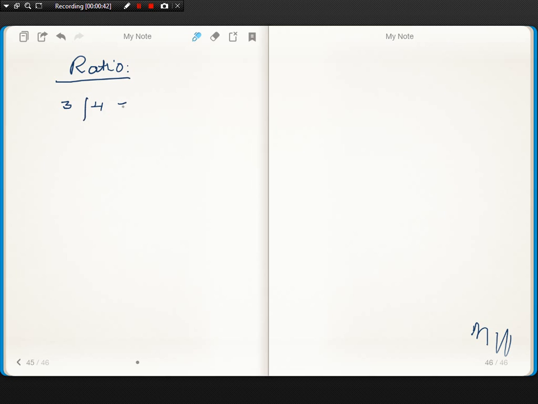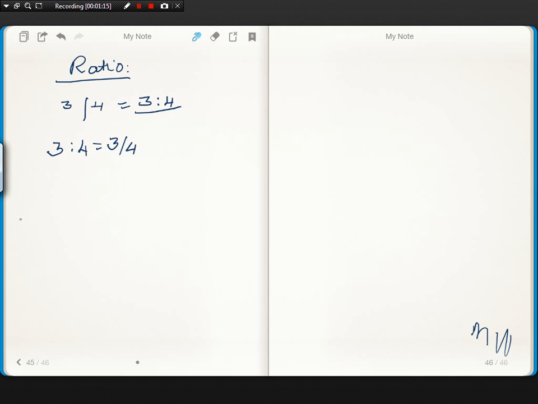This 3 by 4 can be written as 3 is to 4. This is called a ratio. Simply, we are going to call it a ratio. Here 3 is the first term and 4 is the second term. We can write 3 is to 4 as 3 by 4.